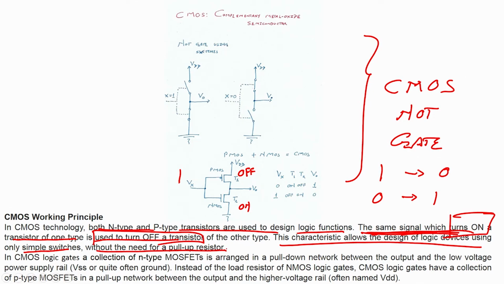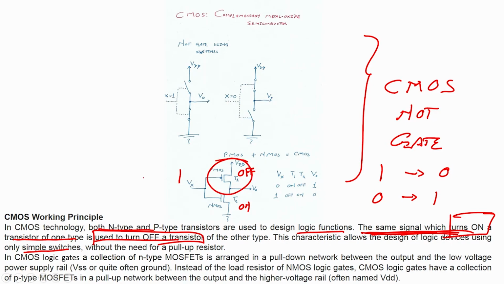right. So, when we do not require pull up resistors here, in CMOS logic gates a collection of n type MOSFETs is arranged in a pull down network between output and low voltage supply, right. Instead of the load resistor of NMOS logic gates, CMOS logic gates have a collection of P type MOSFETs in a pull up network between output and higher voltage, right. Here, instead of using load resistors as pull up resistors, we can use P type MOSFETs as a part of the pull up network, right.